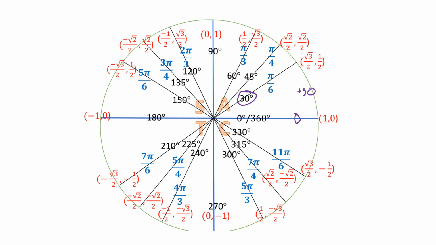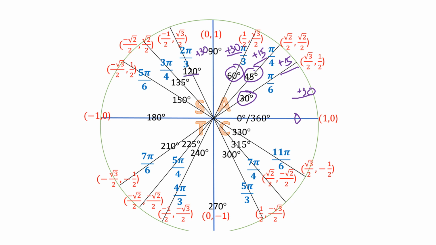Then if we add 15 degrees to that, we get 45. And if we add 15 degrees to that, we're going to get 60. And if we add 30 degrees to that, we get 90. So basically, if we follow the pattern, 30, 15, 15, 30, and when we start in a new quadrant, we add 30 again.